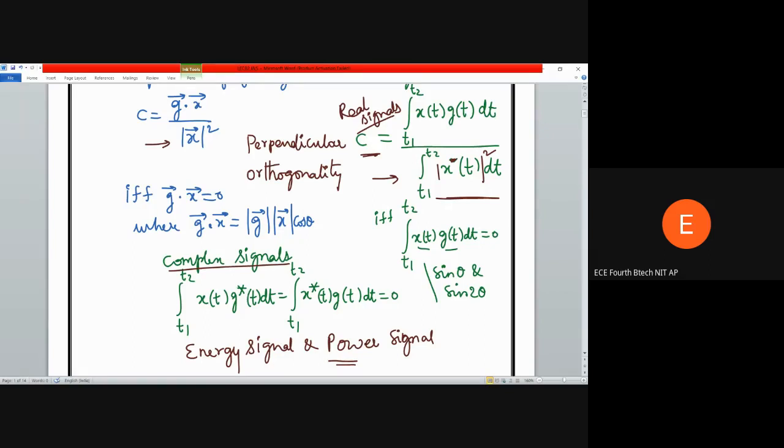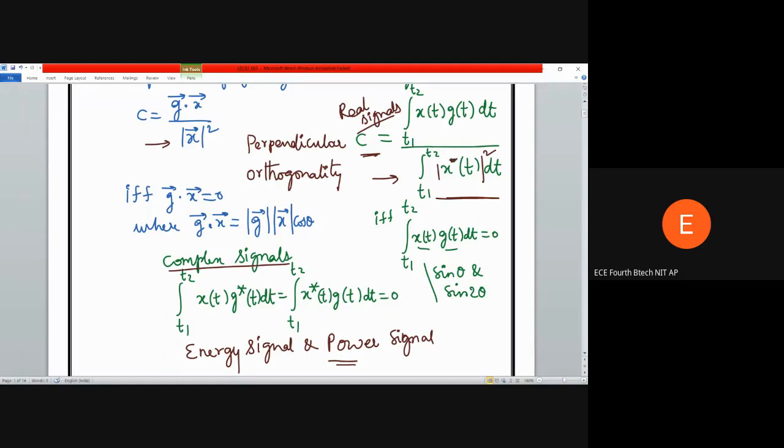Periodic signals usually come into the category of power signals because they are defined for a fixed period. If you remember the power equation, there is 1 by T times the integral from minus T/2 to plus T/2, and you take T tending to infinity, so the signal extends from minus infinity to plus infinity. In that case you have a finite amount of power, and energy will usually be infinite. So these are the two types of signals we have considered: real and complex signals, energy and power signals.